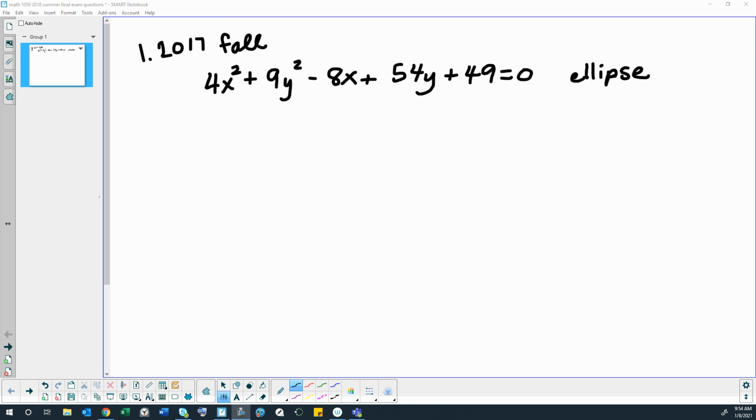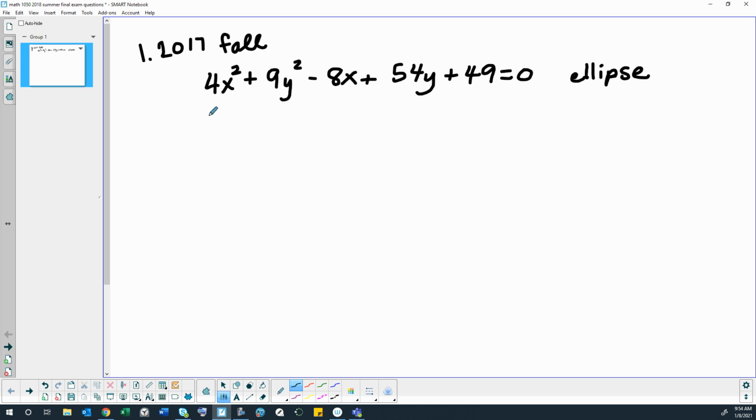Question number 1 on the fall 2017 final exam for Math 1050 gives us an equation in general form for an ellipse, and we need to complete the square to find the standard form, and then write the equation in standard form so that we know what the center is and can easily graph it.